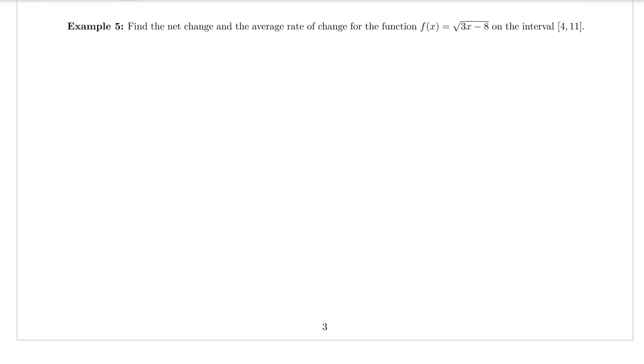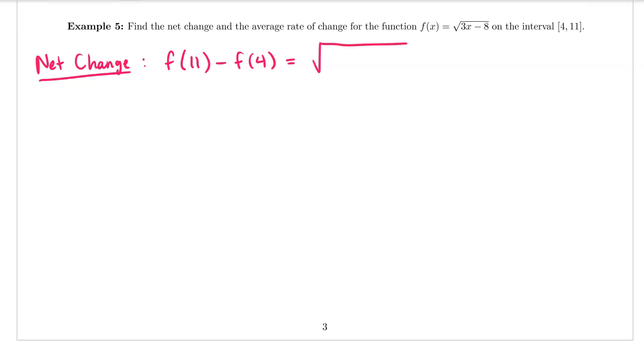of x equals the square root of 3x minus 8 over the interval 4 to 11. So let's go ahead and start with the net change. I'm going to do f of 11 minus f of 4. So that's going to end up equaling the square root of 3 times 11 minus 8 minus the square root of 3 times 4 minus 8.